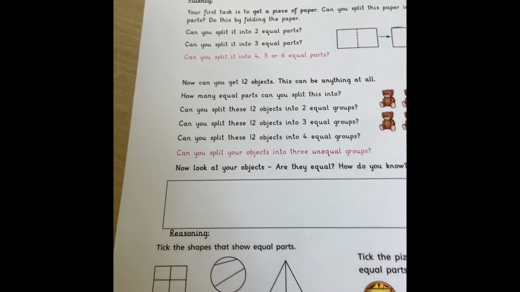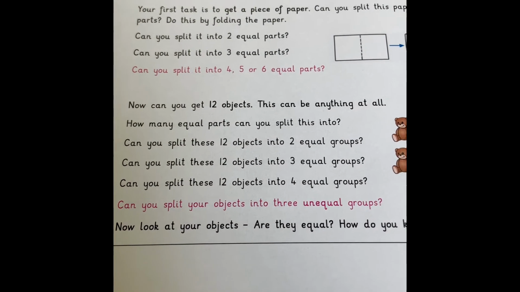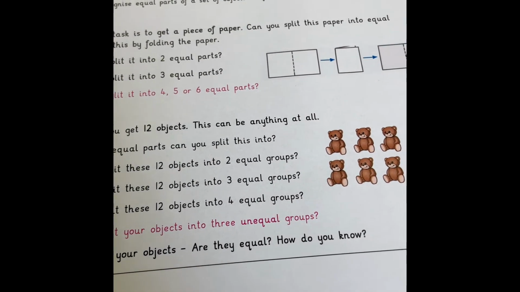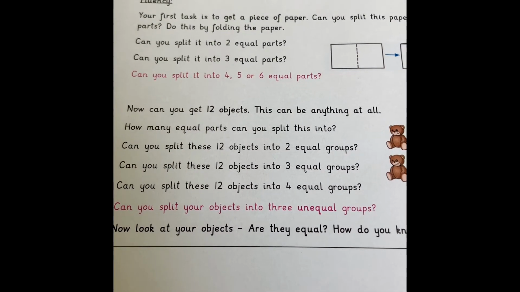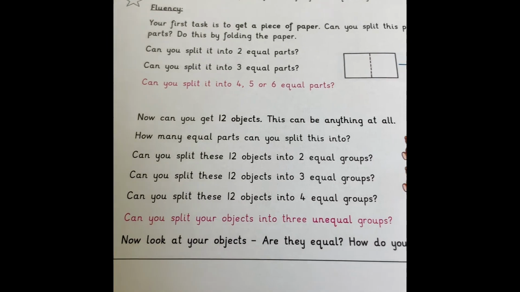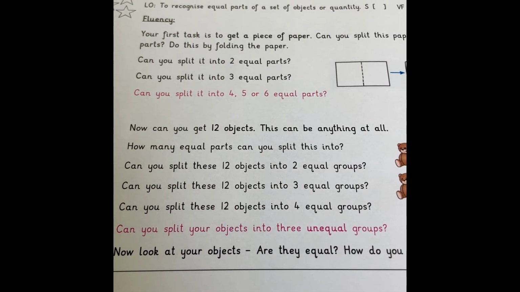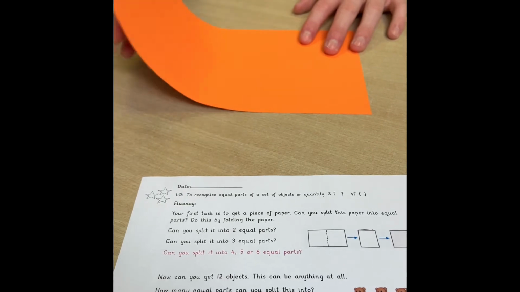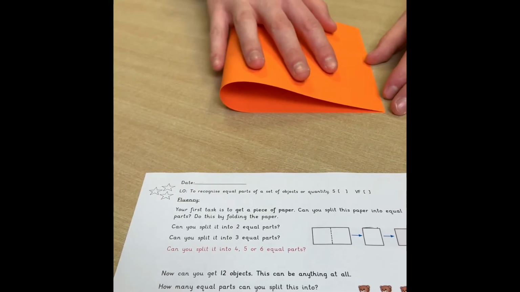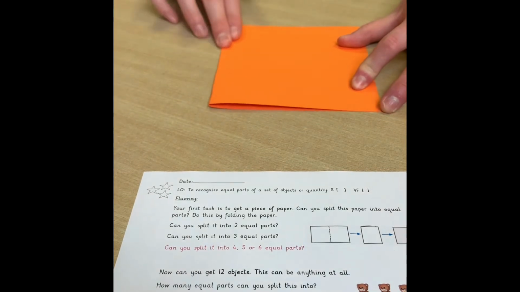If you are a 3-star, your fluency task is your first task today. You're going to get a piece of paper and can you split this paper into equal parts? Do this by folding the paper. So the first task is, can you split the paper into 2 equal parts? Making sure both are equal.